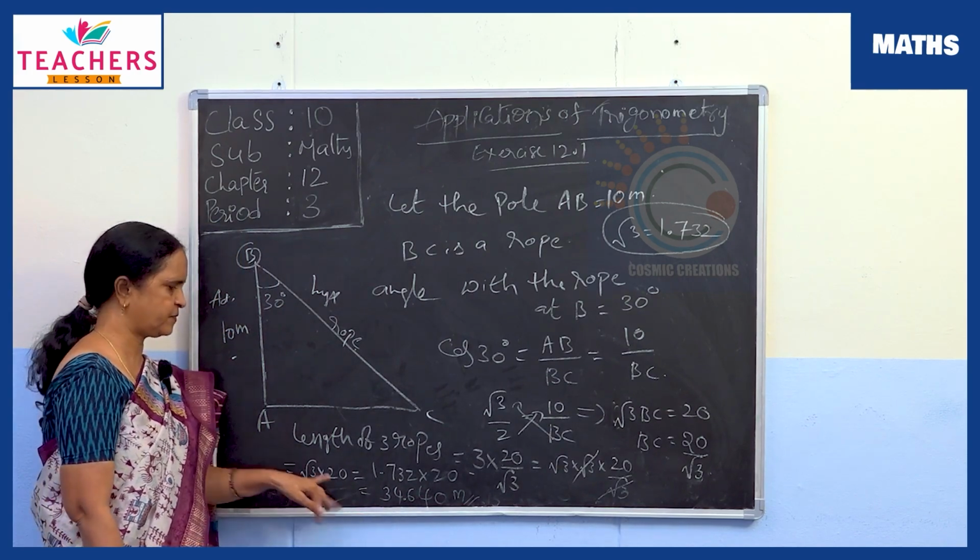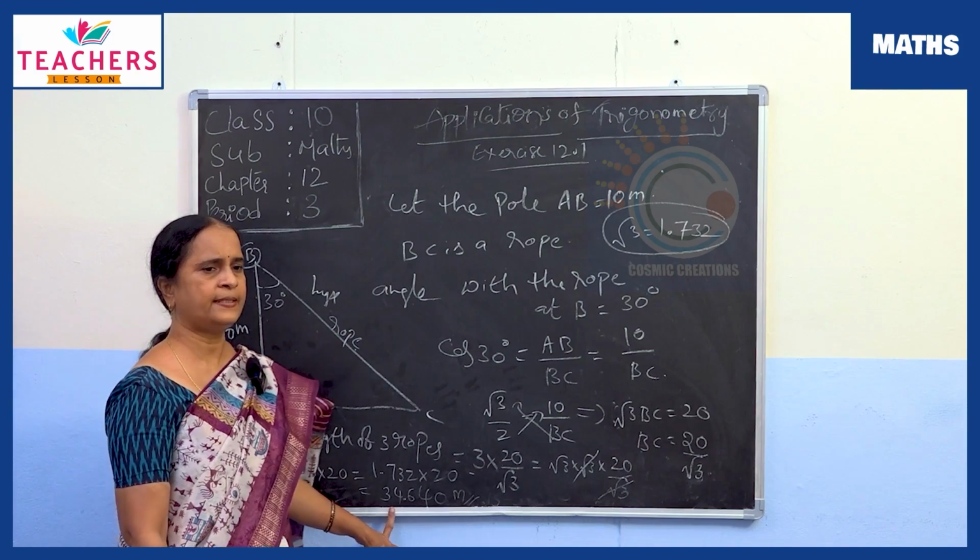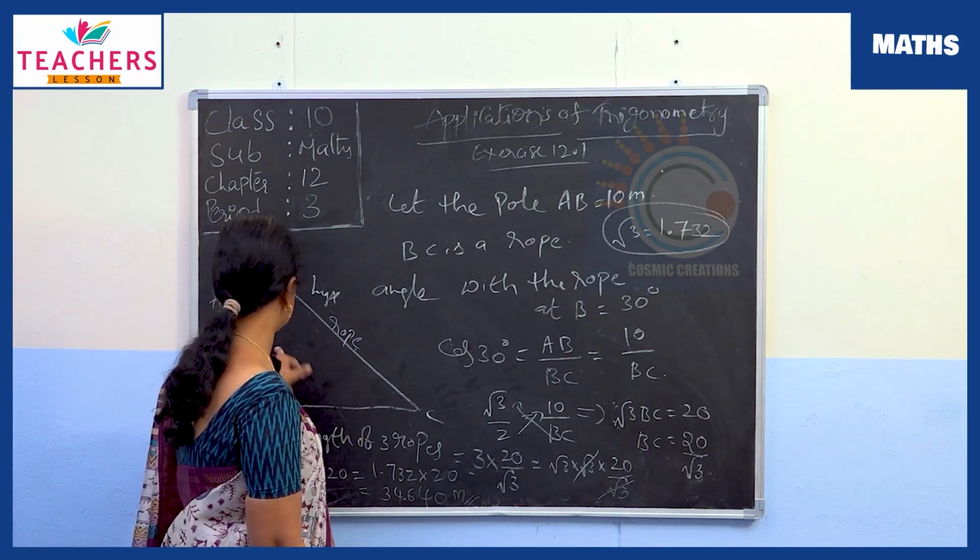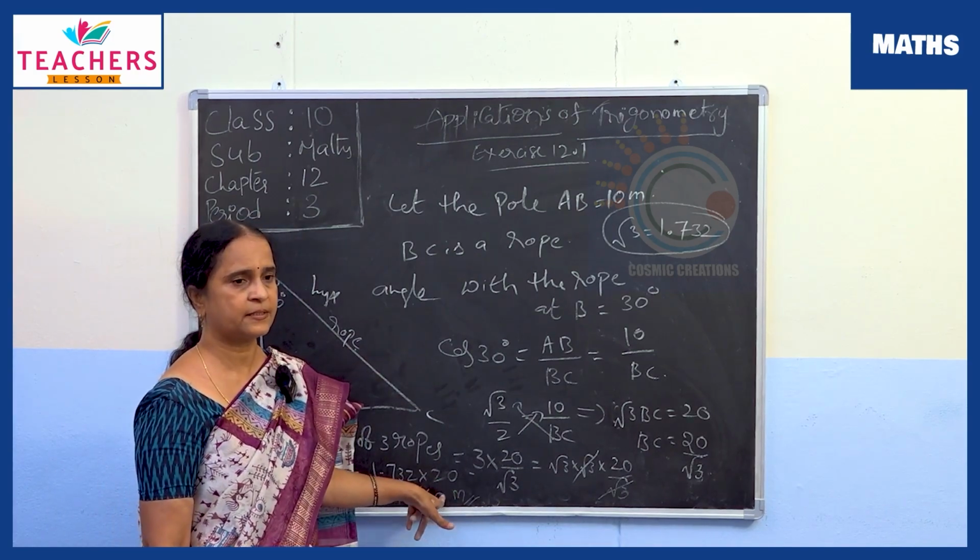For 3 ropes, what would be the answer? 34.64 meters. It is in meters, the answer also in meters. Any doubt? No.